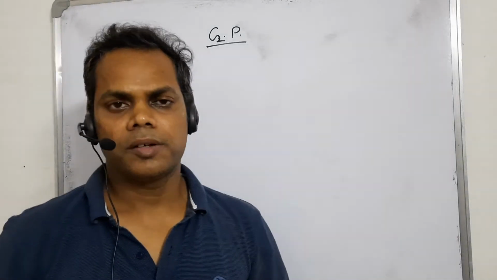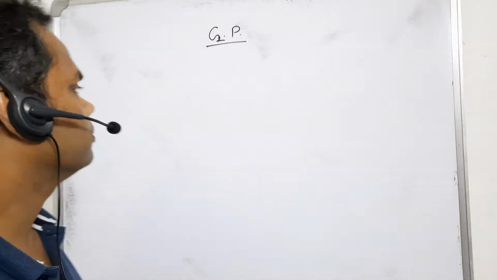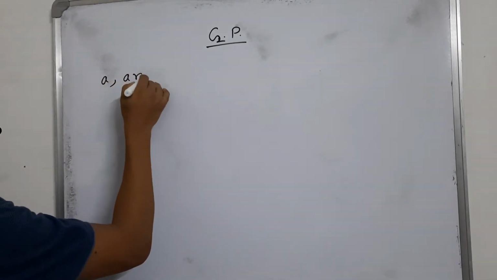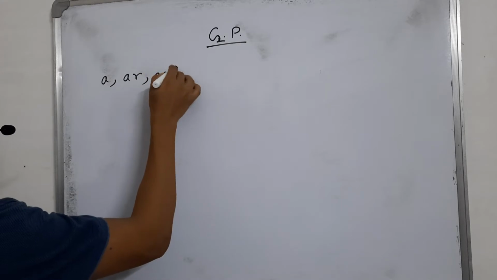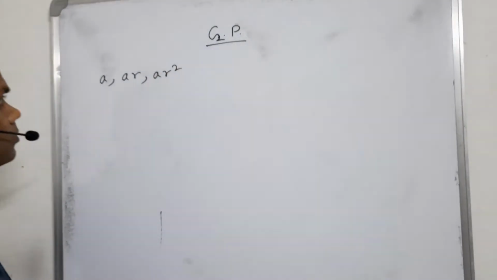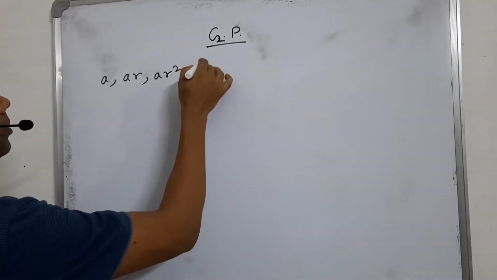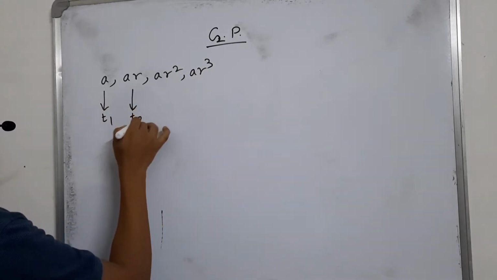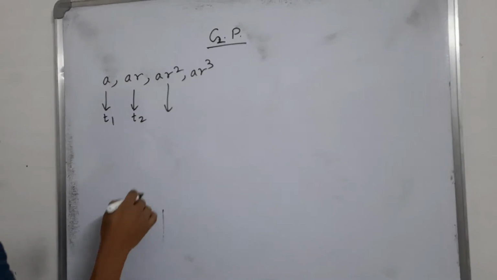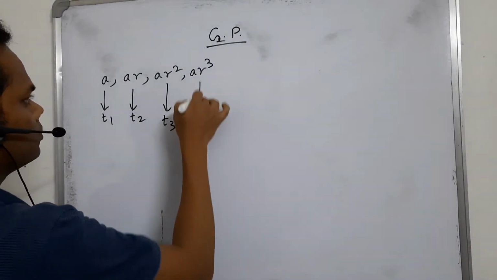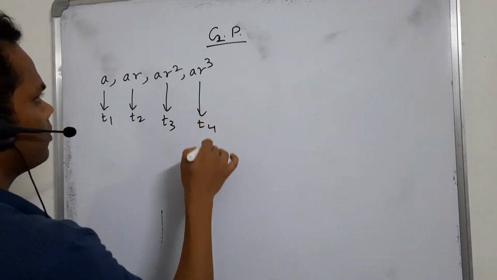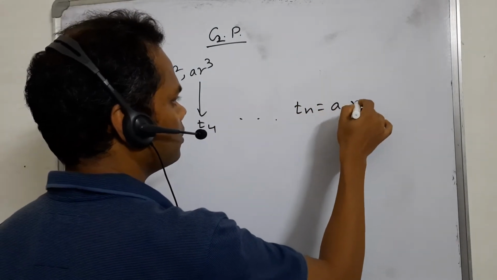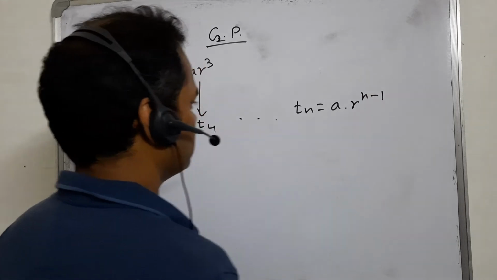Well, students, the topic of the video is geometric progression or GP. Here, the first term is a, the second term is ar, the third term is ar square, the fourth term is ar cube. Now see that in the second term the power of r is 1, in the third term the power of r is 2, in the fourth term the power of r is 3. Similarly, in the nth term the power of r is n minus 1.